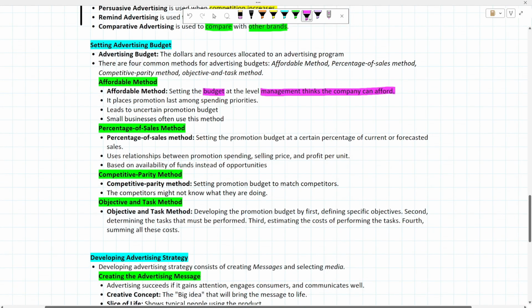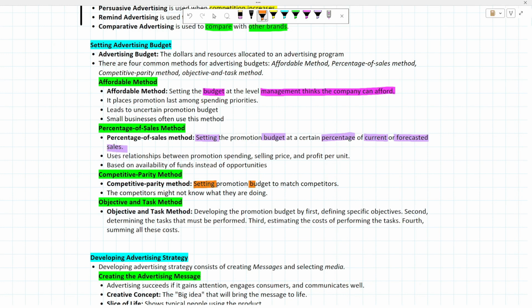Percentage of sales method. This is setting the promotion budget at a certain percentage of current or forecasted sales. So this uses relationships between promotion spending, selling price, and profit per unit, based on availability of funds instead of opportunities. Then the competitive parity method: this is setting the promotion budget to match competitors.